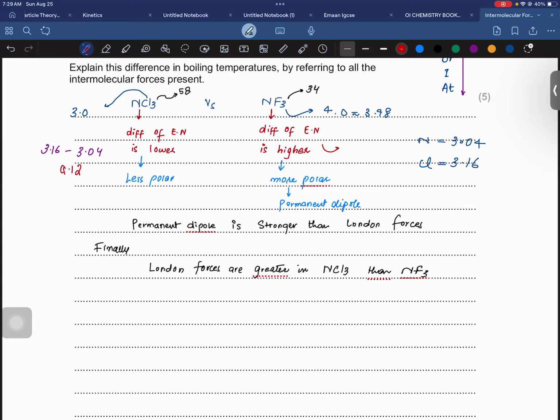And for NF3, 3.98 minus 3.04, what's the difference? 0.94, which is approximately equal to 1. Am I right?